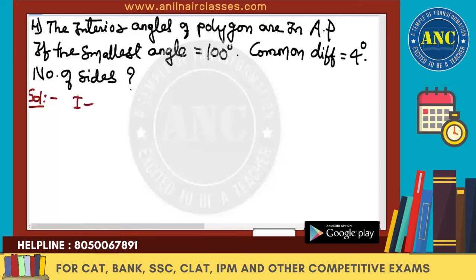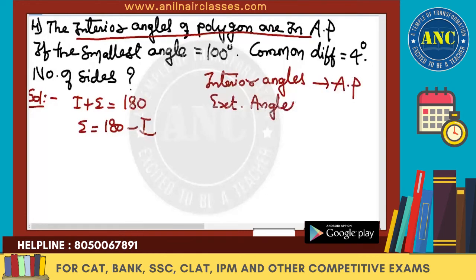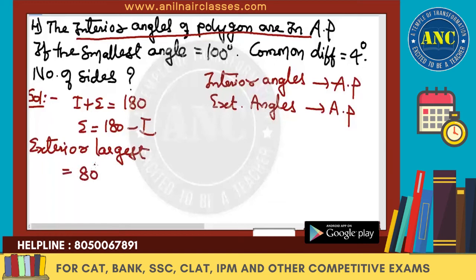Now if you see here, interior plus exterior is 180, so exterior is 180 minus interior. First point: the interior angles of the polygon are in AP. If the interior angles are in AP, the exterior angles will also be in AP. For example, if 1, 2, 3 are in AP, then minus 1, minus 2, minus 3 are also in AP, and 180 minus 1, 180 minus 2, 180 minus 3 are also in AP.